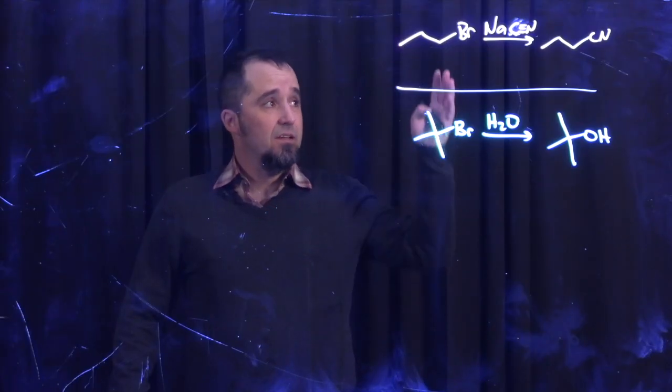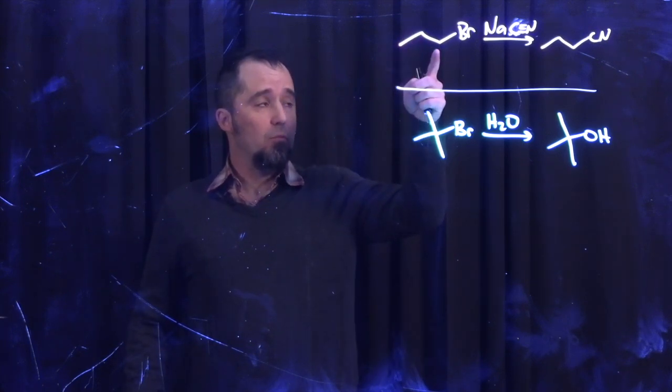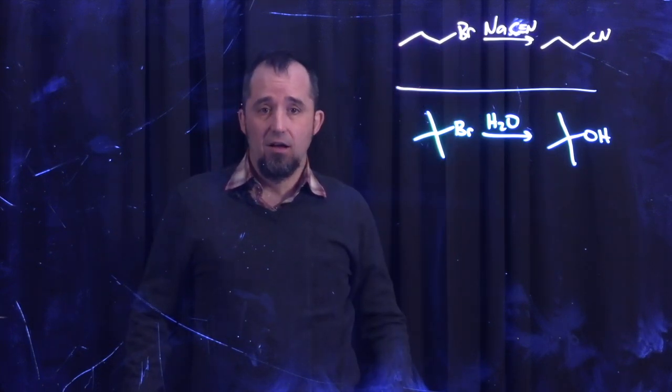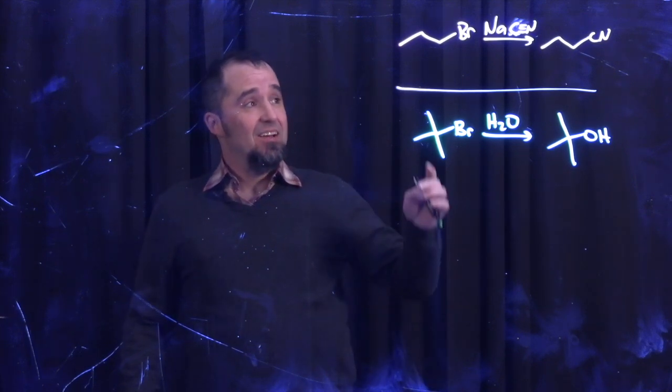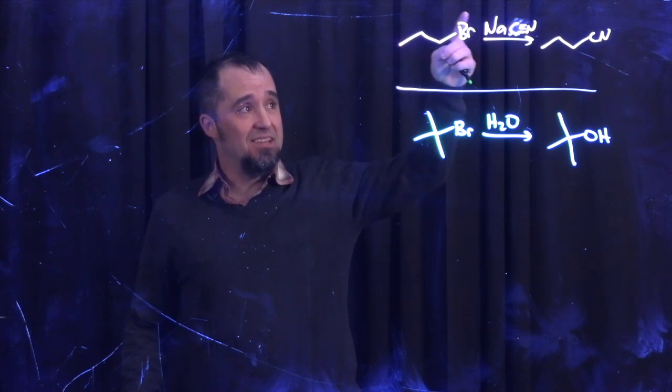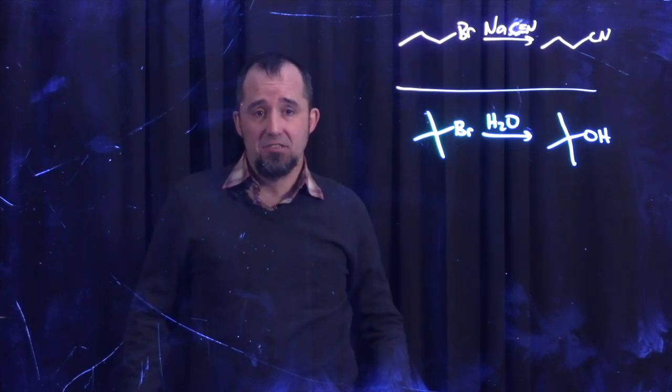Back to reactions. So here is the reaction that we showed earlier. 1-bromopropane going to this nitrile. And we can identify this as an SN2 for lots of reasons. We can say, well, it's got a great nucleophile. It's got a nice leaving group that is unhindered. And so, yeah, that's going to be a good reaction.